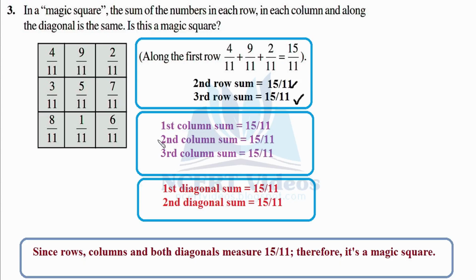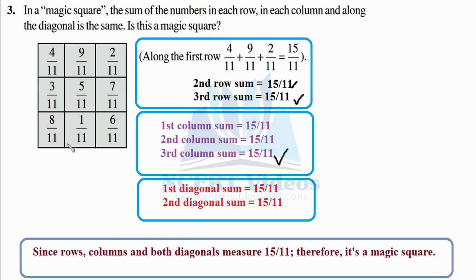Now we'll check for columns, first column. Again the denominator 11 is common, we have to add just the numerator part. That is 8 plus 3 is 11, 11 plus 4 is 15. So it is good. Second column, 9 plus 5 plus 1, 9 plus 1 is 10, 10 plus 5 is 15, again good. Third, 7 plus 2 is 9, 9 plus 6 is 15. So the columns as well satisfy.